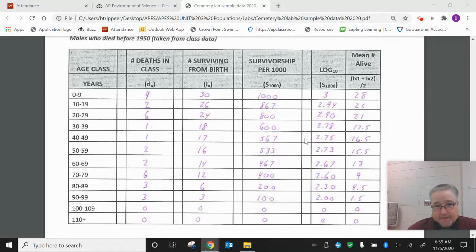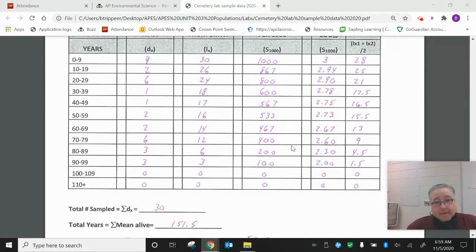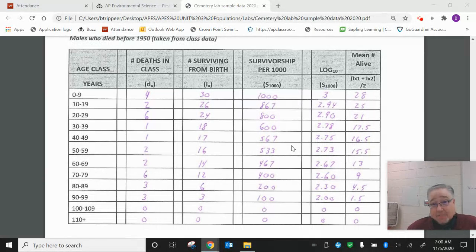The numbers will all be different. Okay, and they'll be different from your partners too. Okay, unless, well, actually no, they'll be the same because you and your partner actually combine your data, so they should actually be the same.